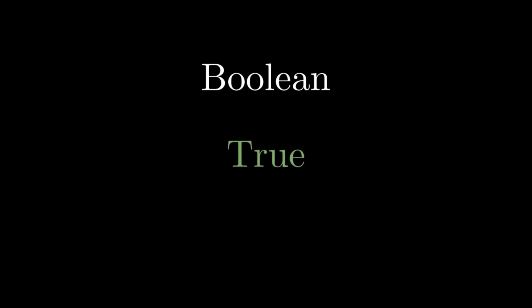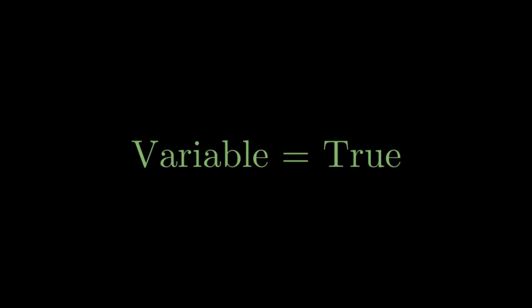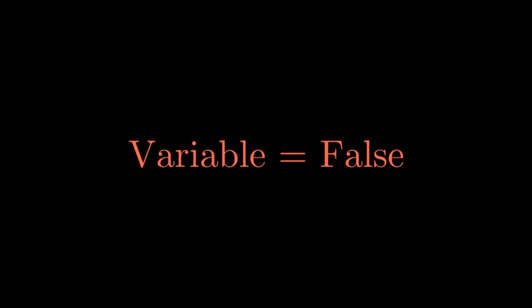So, I want to introduce you to the topic of Boolean, which is true and false within Python. True and false are the two keywords involved within Boolean statements in Python. Now, this is normally assigned to variables, as in a variable can be true or it can be false.